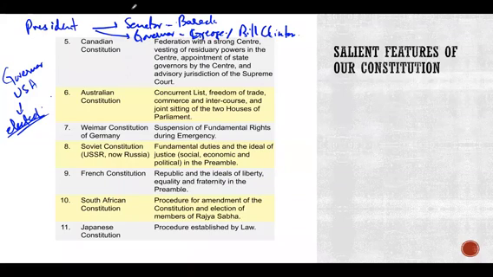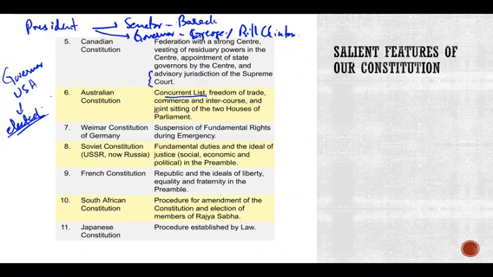And the fact that you have advisory jurisdiction of the Supreme Court, this comes under your Article 143. So the president can ask the Supreme Court to advise on a particular thing. Now is that cast in stone? Does he have to follow it? That is something we'll take a look at again. Australian Constitution: concurrent list, where the state and the center share power, and freedom of trade, commerce, and intercourse throughout the country.